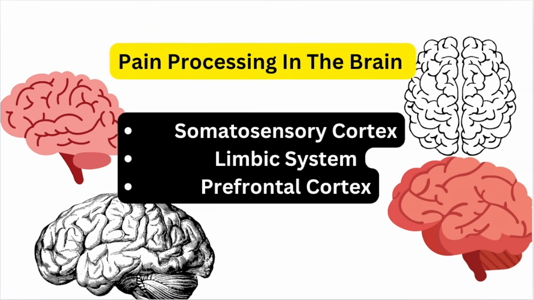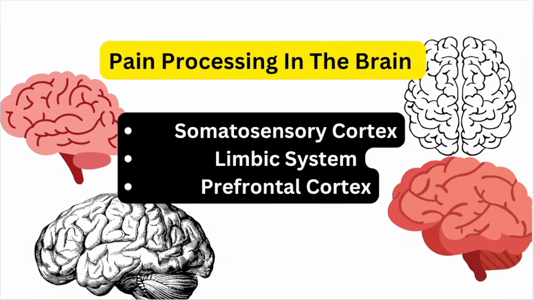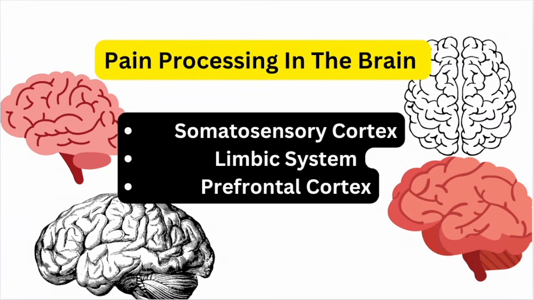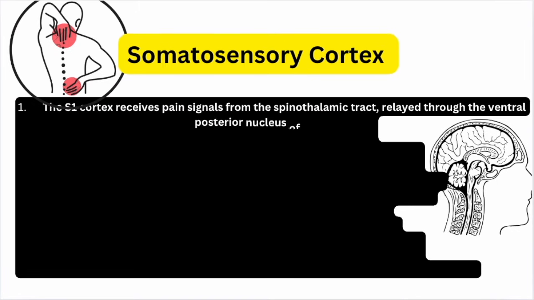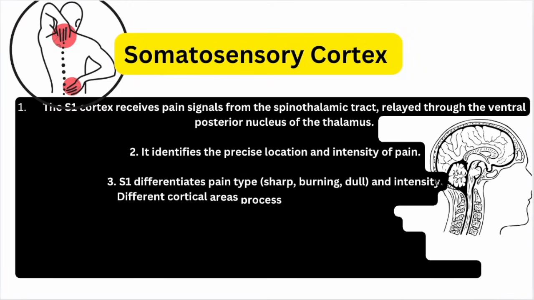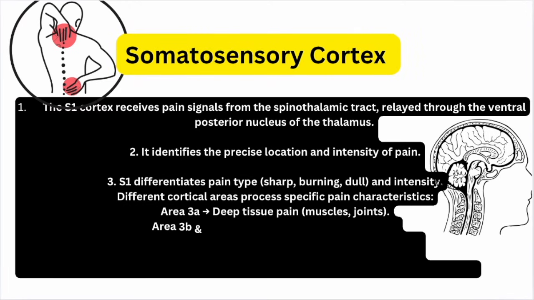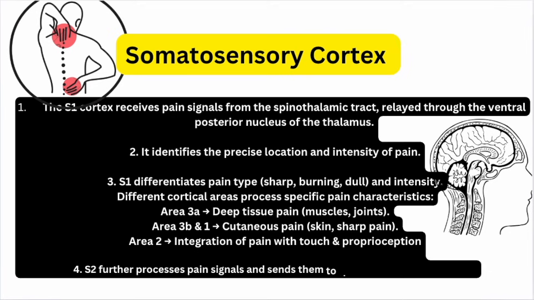Let's jump into pain processing in the brain. The somatosensory cortex, limbic system, and prefrontal cortex. The somatosensory cortex. It has two parts, the S1 and S2. The S1 cortex receives pain signals from the spinothalamic tract relayed through the ventral posterior nucleus of the thalamus.